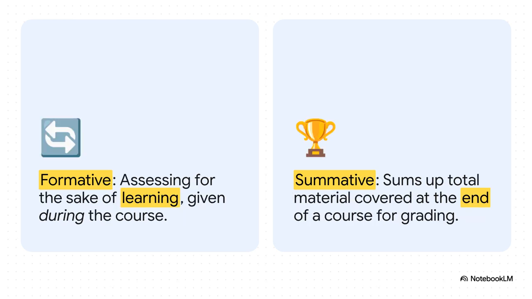This next distinction is absolutely crucial. Is the test for learning or of learning? A formative test is for learning. It happens during a course to give you feedback and help you get better. But a summative test is of learning. It happens at the very end to give you a final grade. It's the summary of what you learned.